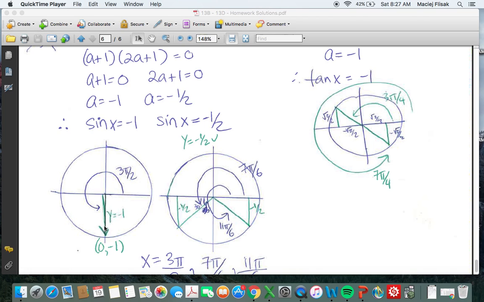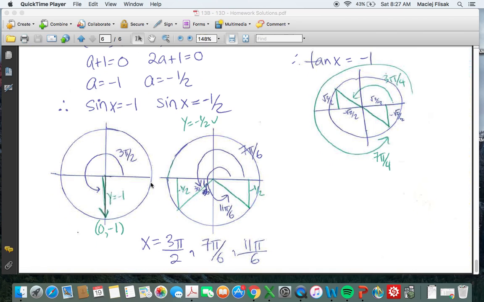So let's deal with this one first. How do we get to this spot here? Well, if you spin this, like this is pi, and then we have an extra half pi, so that's 3 pi over 2. 3 pi over 2 gets us there. So one angle that gives this situation is 3 pi over 2. And on the second situation, sine x equals -1/2, we're going to get two different angles to get those two negative y values.